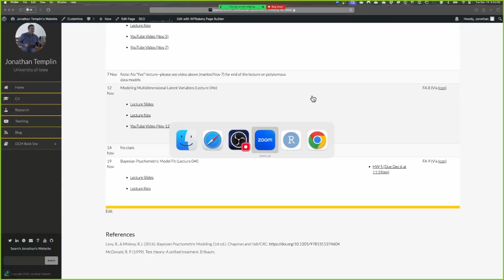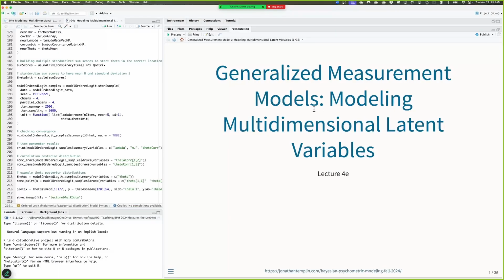Who wants to tell me? So before I got sick, it was really not a great lecture, I would say, from my best point, because we started getting into multidimensional latent variable models. Remember that?